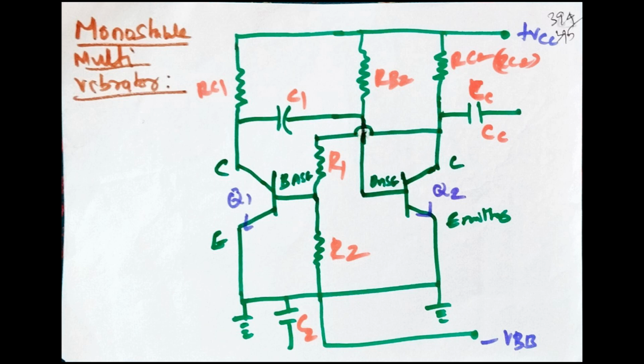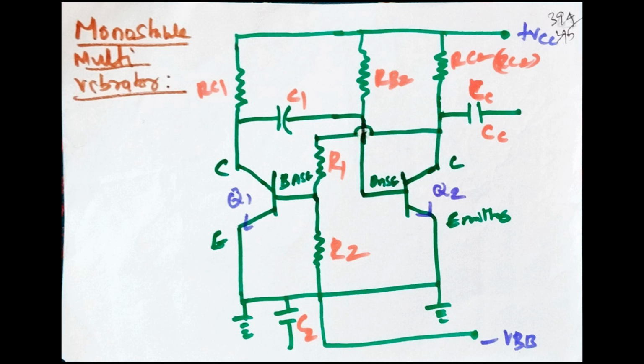RC1 and RC2 are collector resistances, plus a VCC supply and a negative source, minus VB. That is the monostable state. Mono means one stable state. Stable to unstable: a triggering pulse is applied. Unstable to stable: no triggering pulse applied.